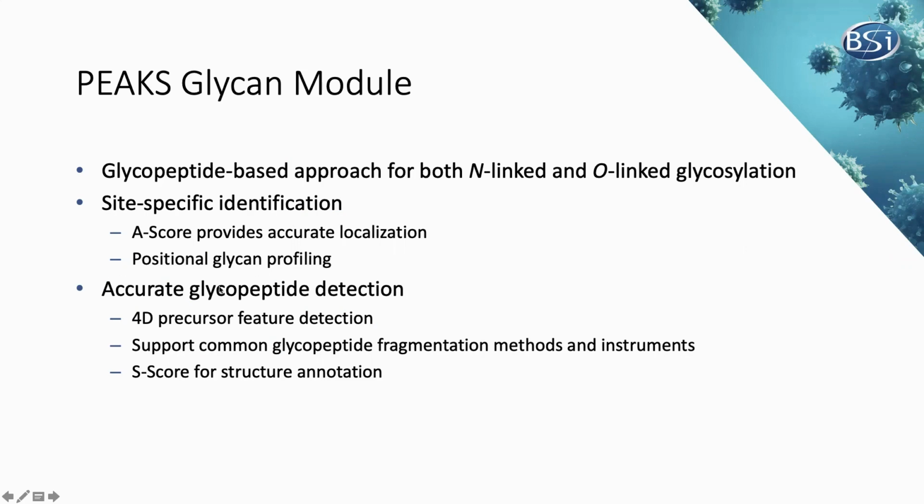With Glycan Module, we can do glycan profiling, so looking at differences in abundance of glycans at a particular residue across multiple samples. And then we do accurate glycopeptide detection. If you have ion mobility data, we can do 4D precursor feature detection. We support common glycopeptide fragmentation and instrument methods. And we also provide this S-score, which can be used to annotate a structure for glycan composition. So I'll discuss these points a little later in the talk.